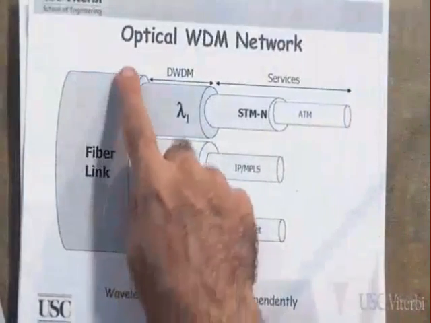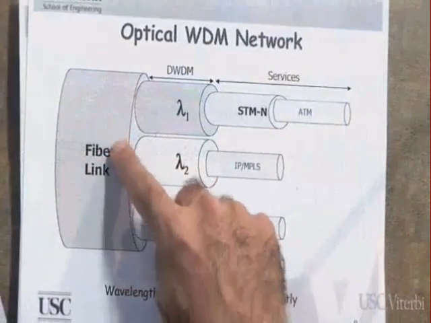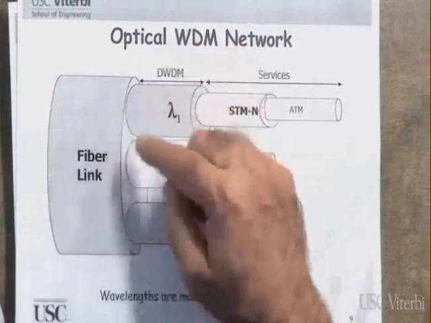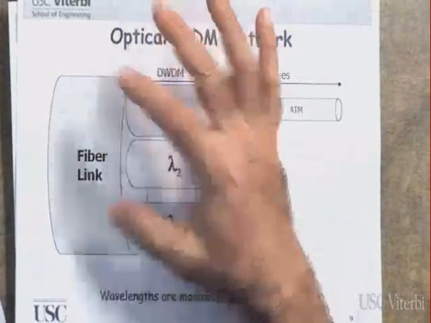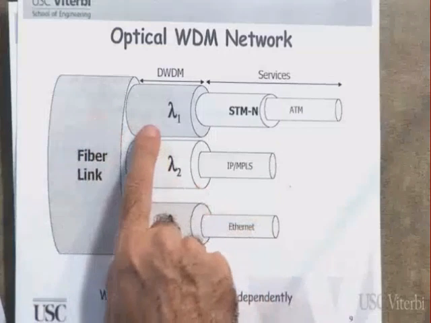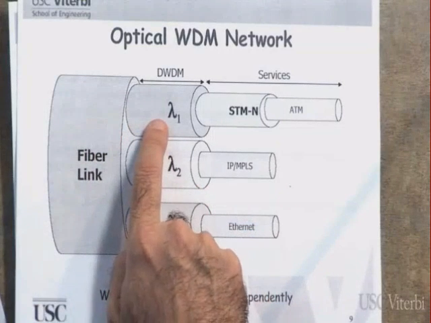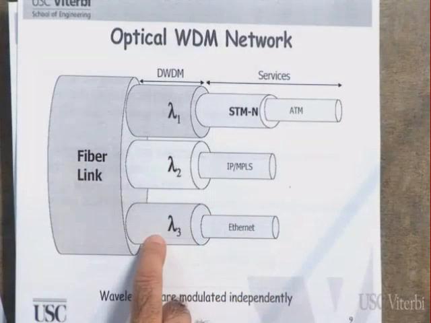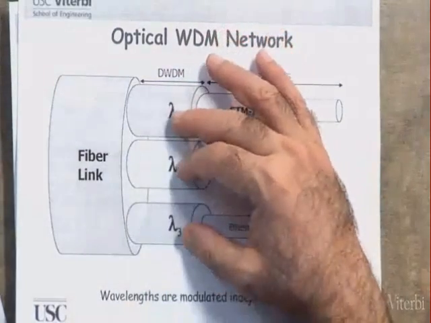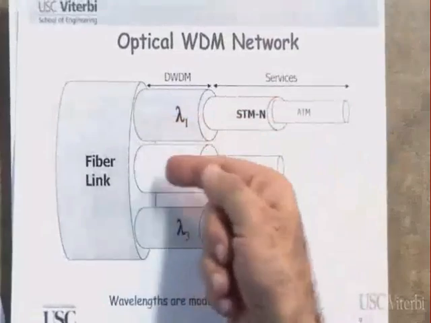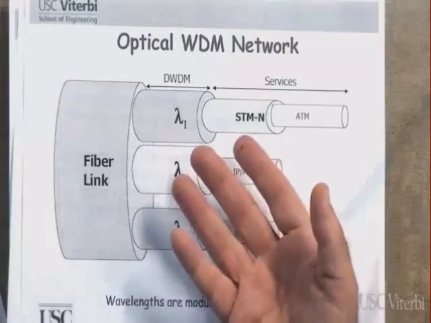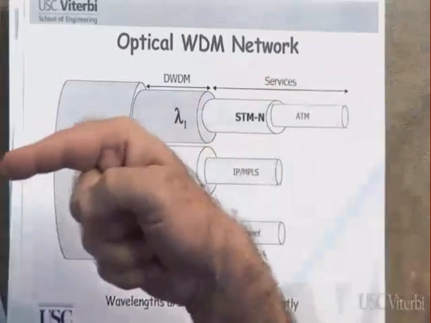What is the idea about wavelength division multiplexing? We have a single fiber, and instead of a single wavelength propagating over that fiber, you are going to have multiple wavelengths. For example, in here we have lambda 1, lambda 2, and lambda 3. This is only for illustration purposes. We don't have these pipes. We only have the optical fiber.